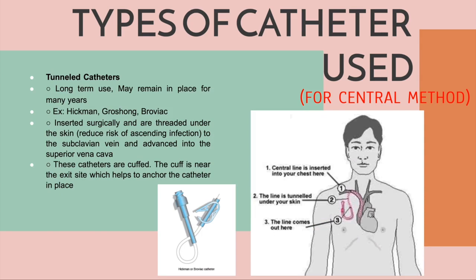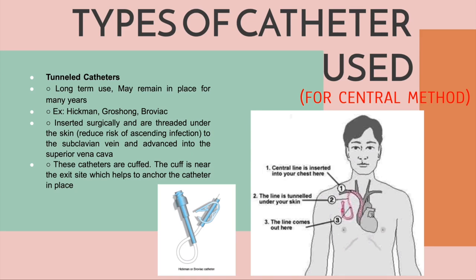The next type of catheter, still for central method, is the tunneled catheters. These are for long-term use and may remain in place for many years. Examples for these tunneled catheters are Hickman, Groshong, and Broviac, as you can see in the smaller picture.